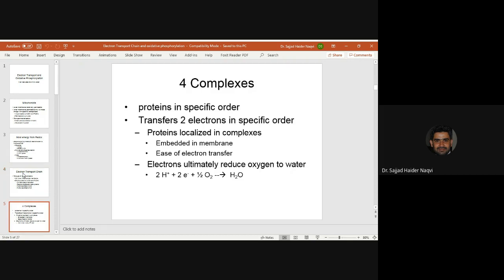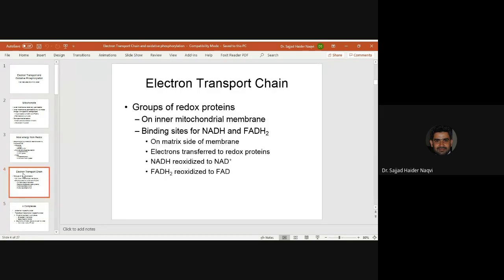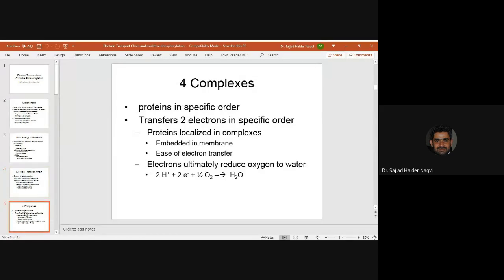So these redox proteins which I mentioned here are four complexes. Now these four complexes are by nature proteins, and they transfer electrons in a specific order. The proteins are localized in the complexes and they are embedded in the membrane, as I said. The electrons ultimately end up reducing oxygen to water. So the end product of this process is water.